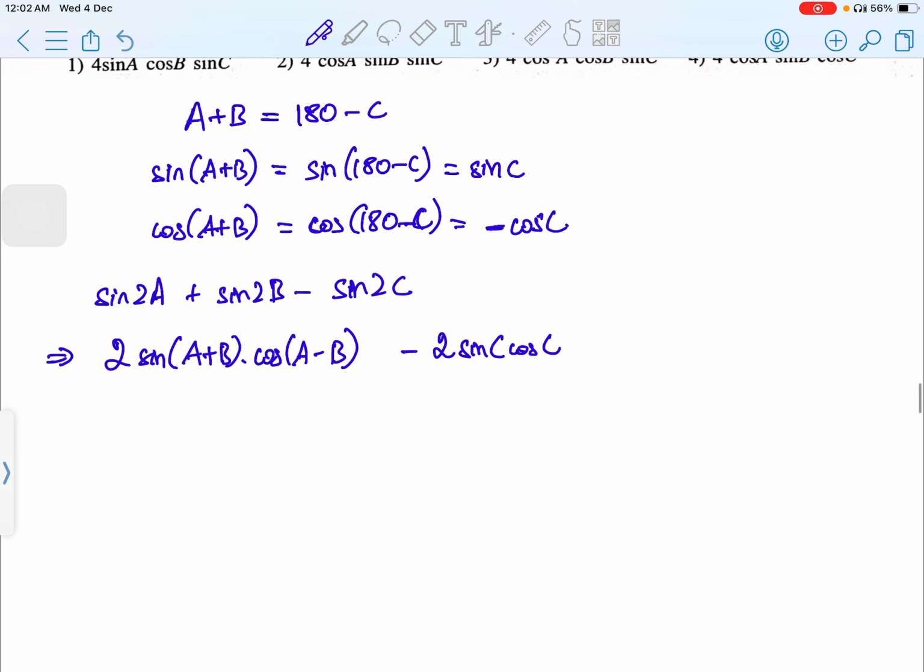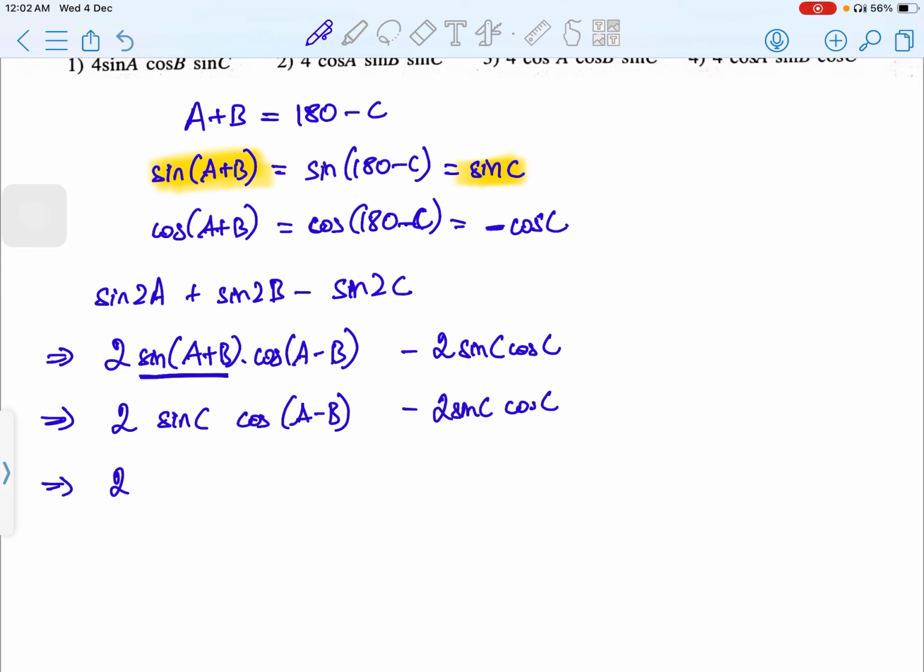Now for the first one, by the formula sin (A plus B) is sin C, we can change this to 2 times sin C cos of (A minus B). Here also sin C cos C. So can I take sin C common? 2 also.